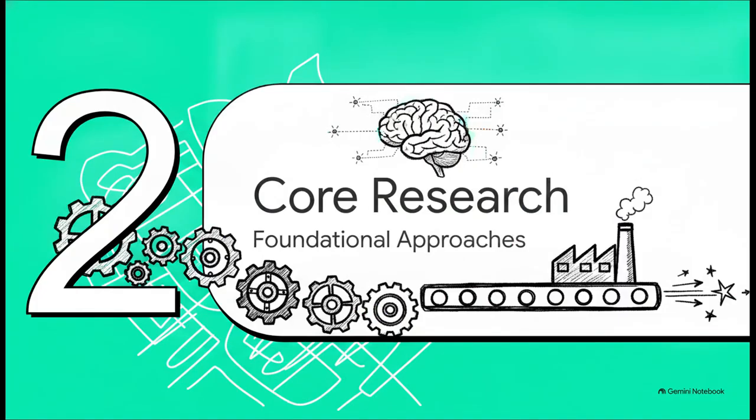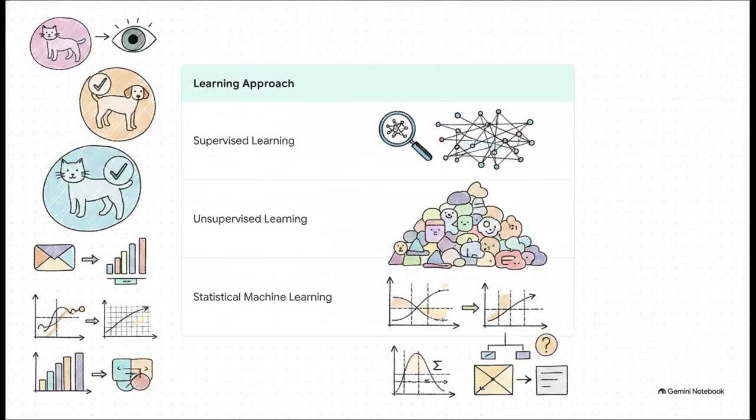Moving right along to Section 2, Core Research and Foundations. So once an idea finally makes it out of that agile testing loop, it enters the absolute center of our map. You can think of this as the foundational brain of the ecosystem. The actual bedrock of how machines learn to process raw data comes down to these core approaches. You've got supervised learning, which is basically teaching the AI using clearly labeled data. Then there's unsupervised learning, where we let the machine discover hidden patterns completely on its own. And finally, statistical machine learning, which is the underlying hardcore math that allows for probability-based predictions.